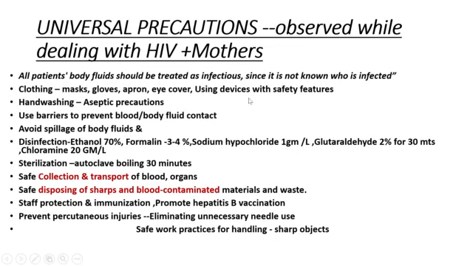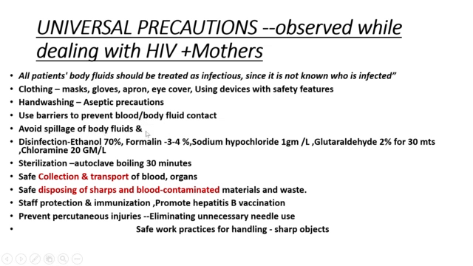Universal precautions are observed when we are dealing with HIV positive mothers in the labor room or the ward. All patients as such should be considered. All patients' body fluids should be treated as infectious since it is not known who is infected. Use of adequate clothing, mask, gloves, apron, eye cover, and devices with safety measures should be practiced. Then proper hand washing and aseptic precautions are of extreme importance. Use barriers to prevent blood and body fluid contact.